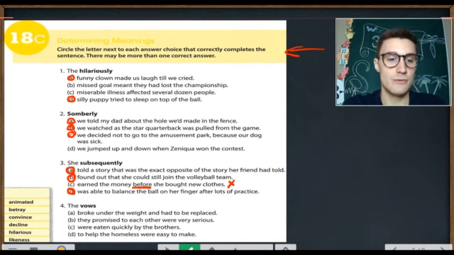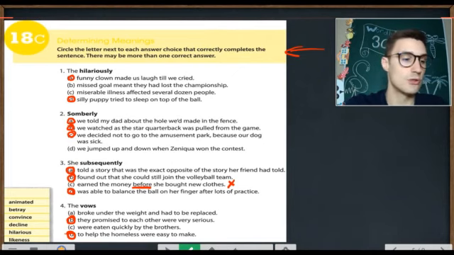The vows. B. They promised to each other, were very serious. And then the vows. D. To help the homeless were easy to make. Now those 2 are correct.